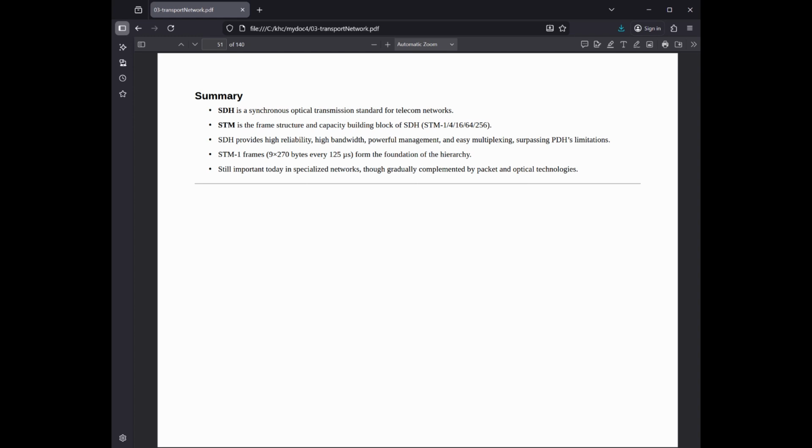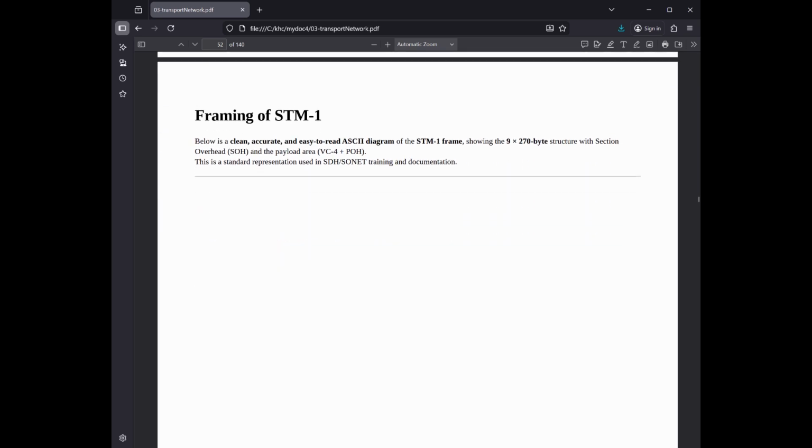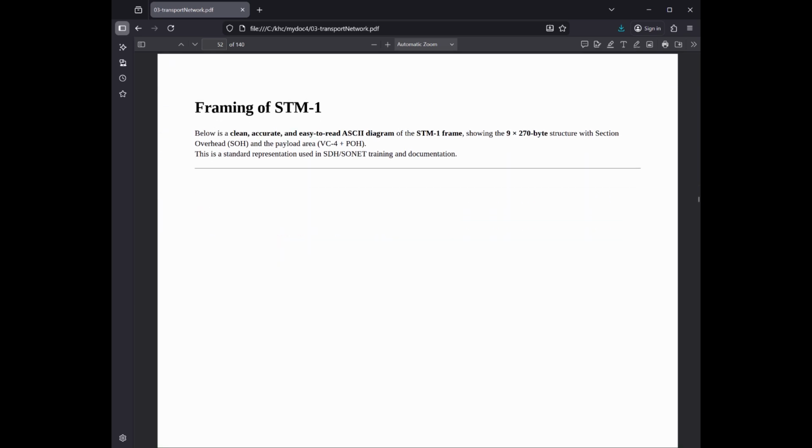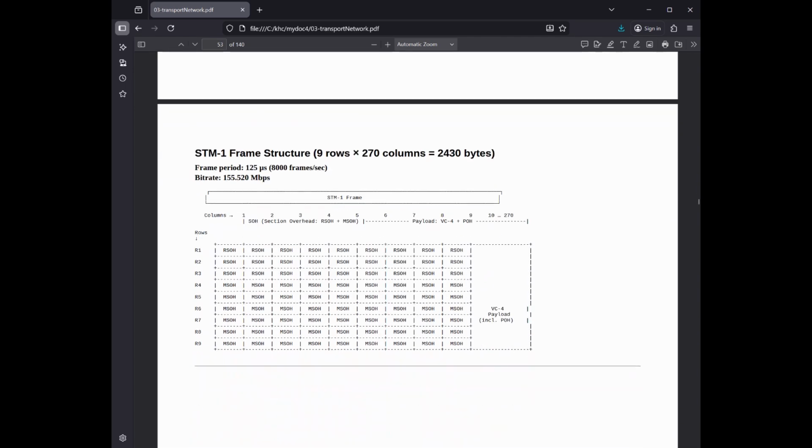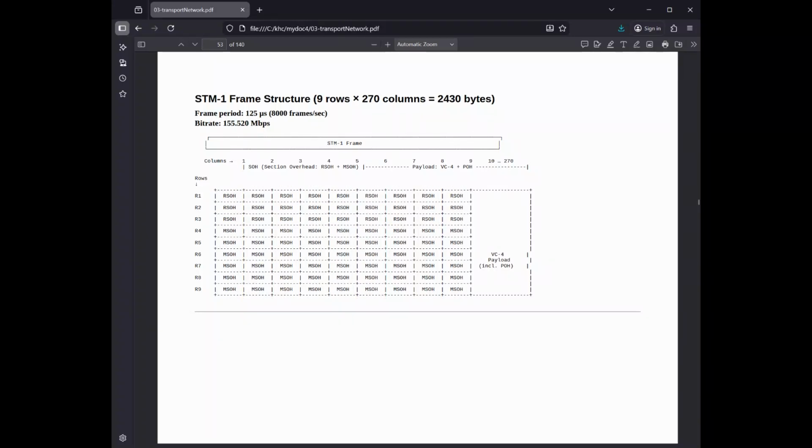Framing of STM1. The STM1, Synchronous Transport Module Level 1, frame is the basic building block of the SDH hierarchy. It is a digital structure that repeats 8,000 times per second. To visualize it, engineers represent the frame as a 2D grid of bytes. The STM1 grid structure: the frame consists of 2,430 bytes, arranged in 9 rows and 270 columns.